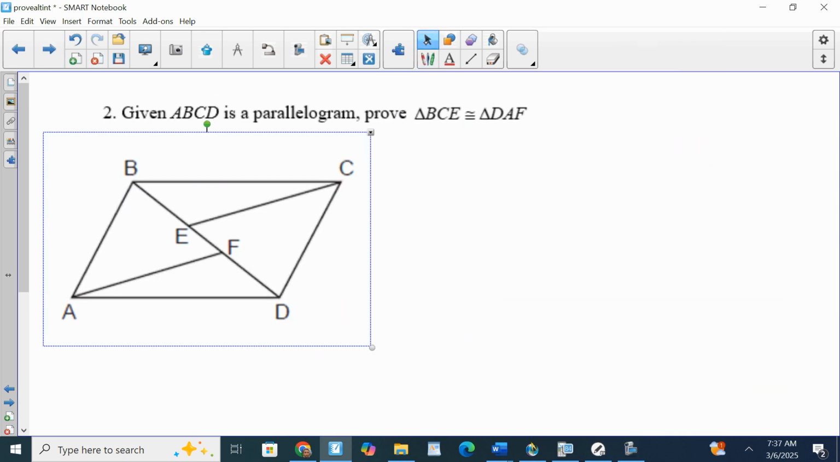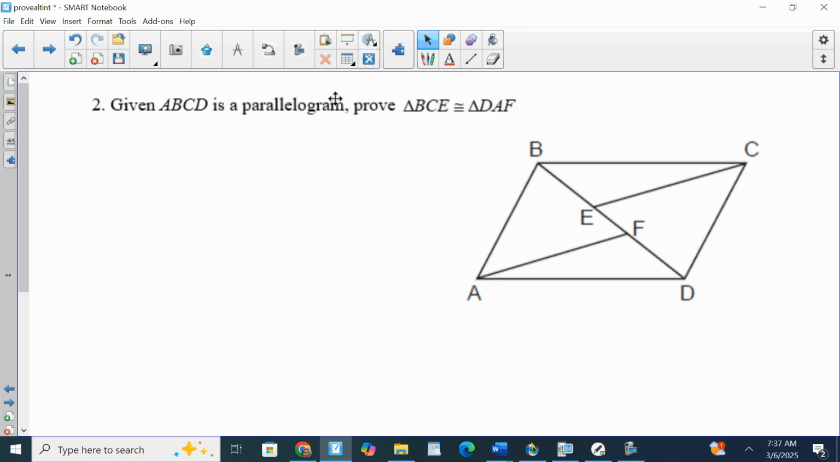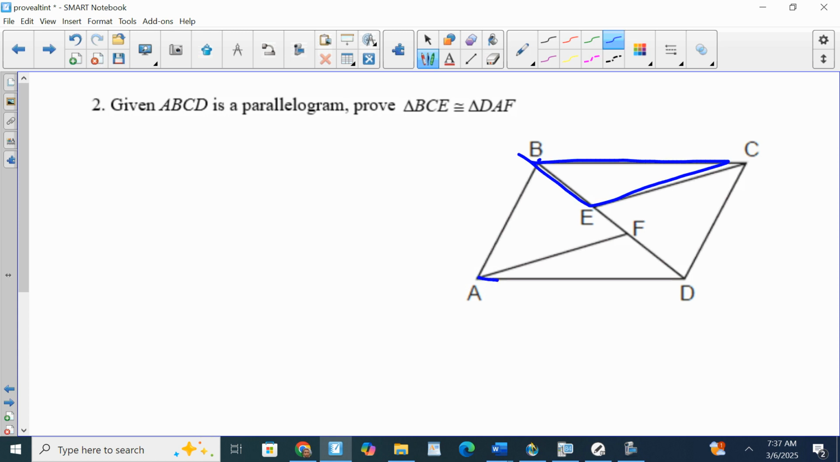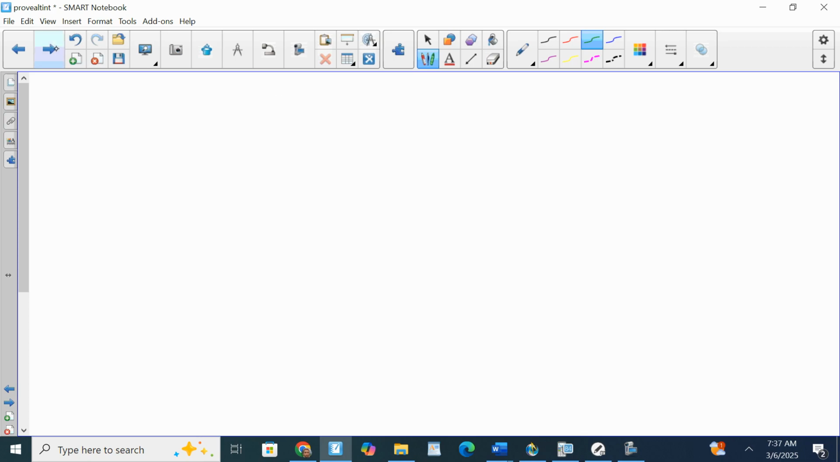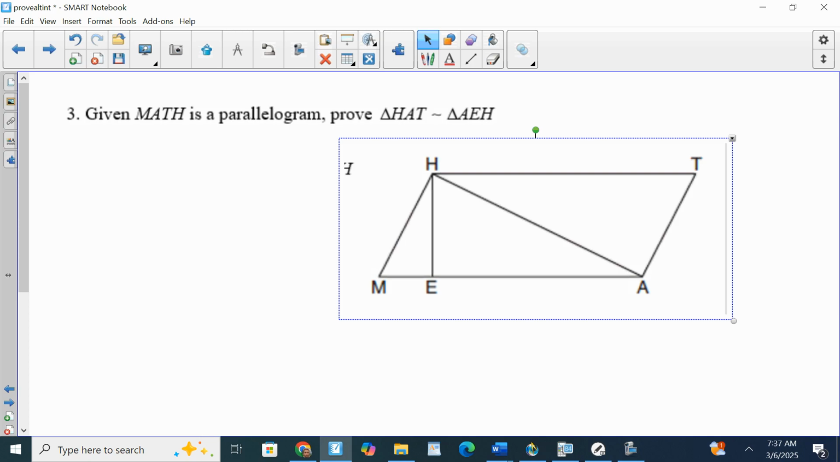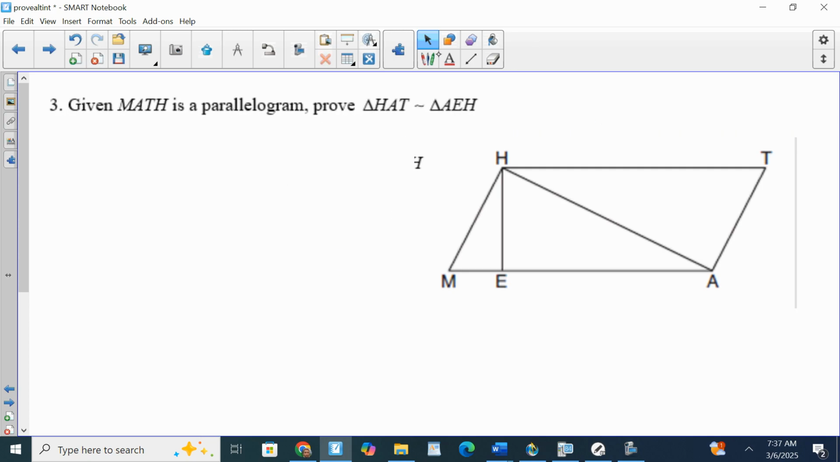I'm given that it's a parallelogram. I'm looking for a transversal or a diagonal. I see it right here. And let's see, I want to prove this triangle and this triangle. So here is my diagonal. There is my Z. There are my alternate interior angles. I'm not going to write them all out. This can apply to similar as well.